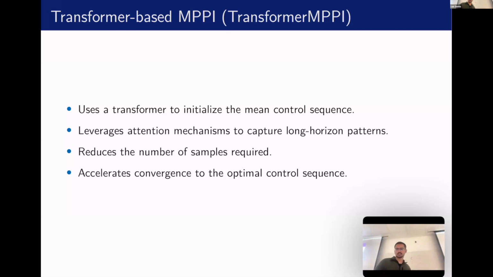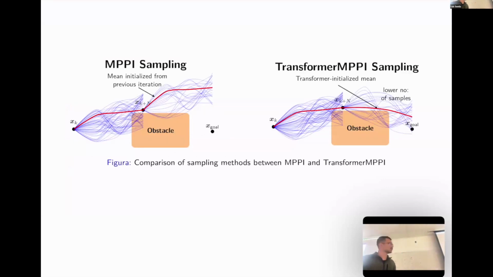Again, what we show in the result section is that it requires a lower number of samples. And since we already are starting from the mean control sequence, the acceleration is quick to the optimal control sequence with fewer samples. So this is a rough example of the difference between MPPI and the transformer MPPI.